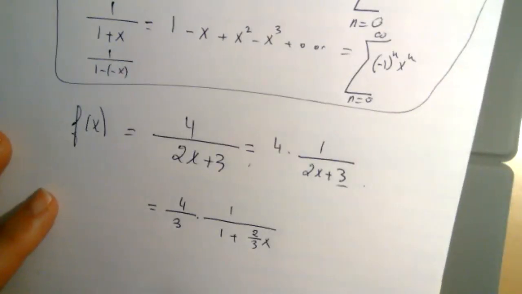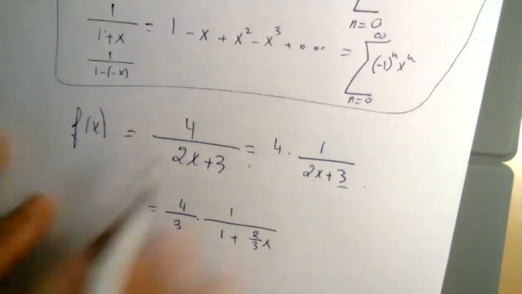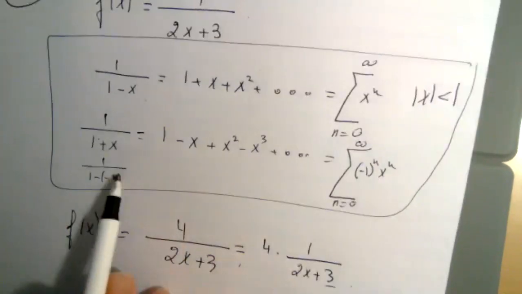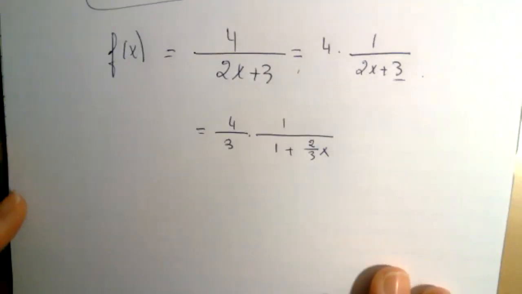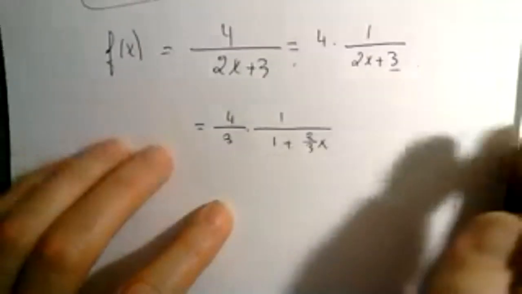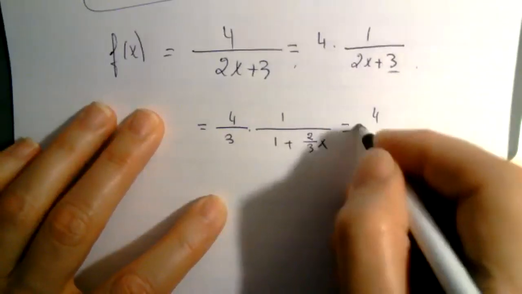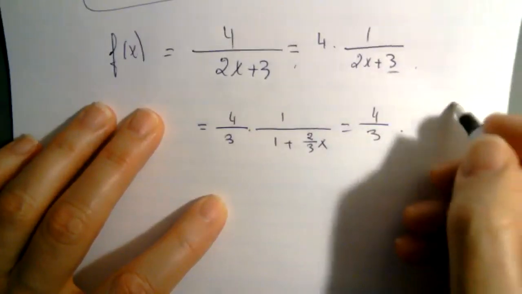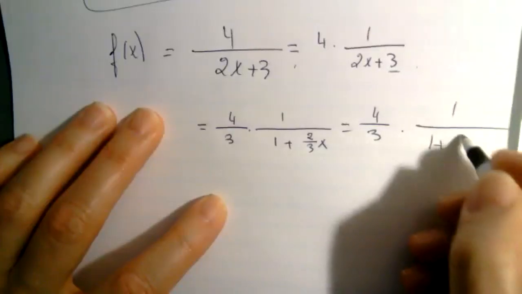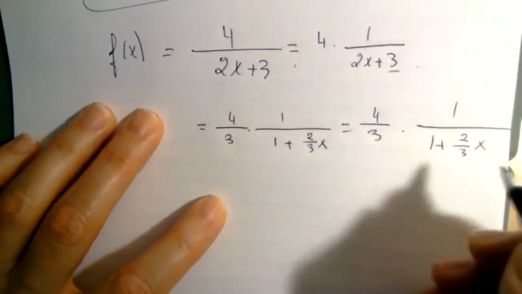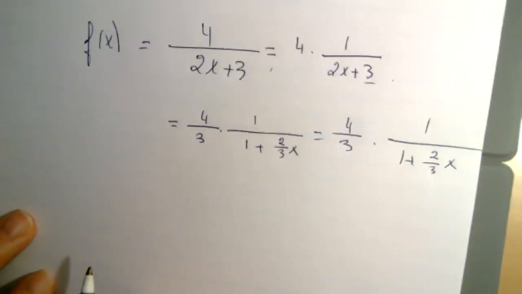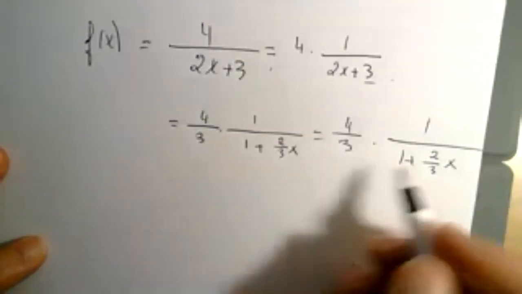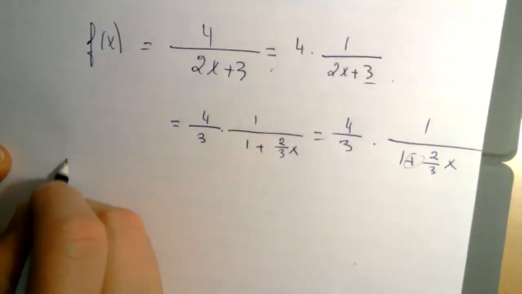So first step, relate it to one of those, either the minus or the plus. That's how I am relating it. Now let us see what I have. My x is now 2 over 3 x, written bigger. 4 over 3 is my constant, times 1 over 1 plus 2 over 3 x. That's my function, that's how I am relating it. Now I'm going to go back and start substituting. This is a plus, so it's easier to use this one.